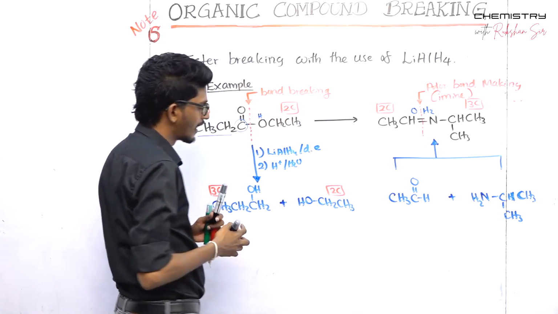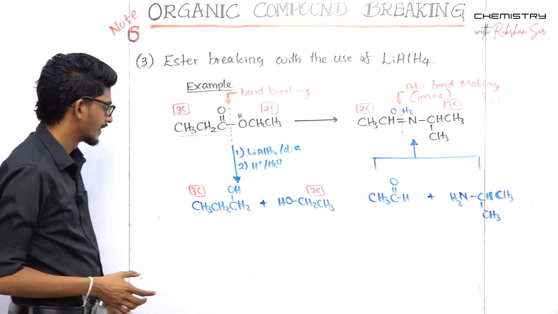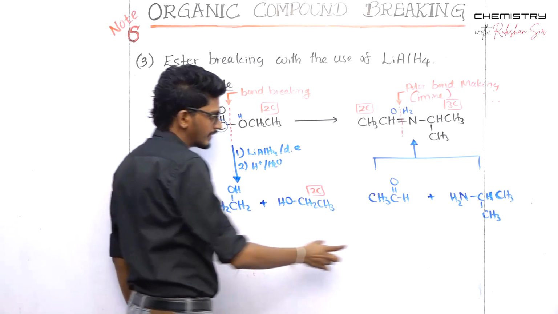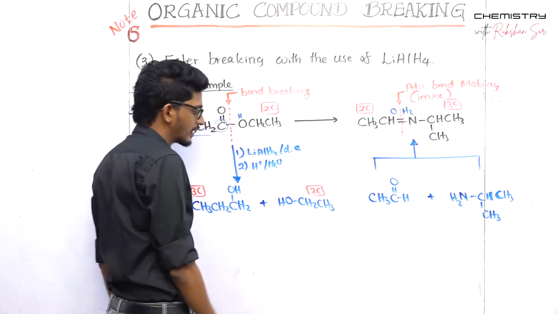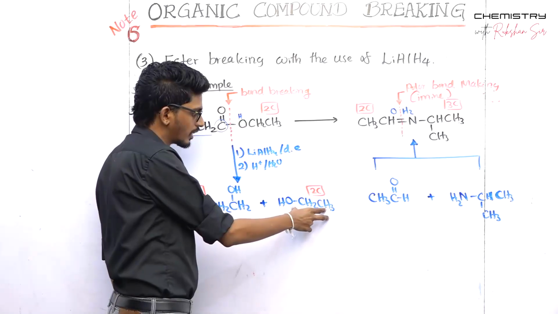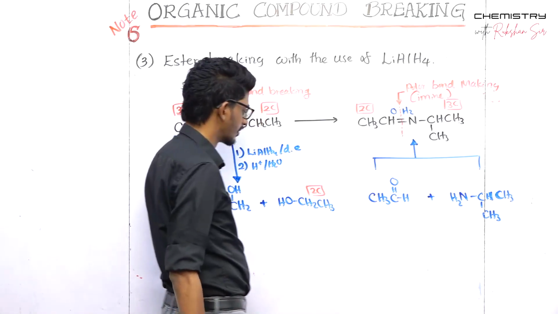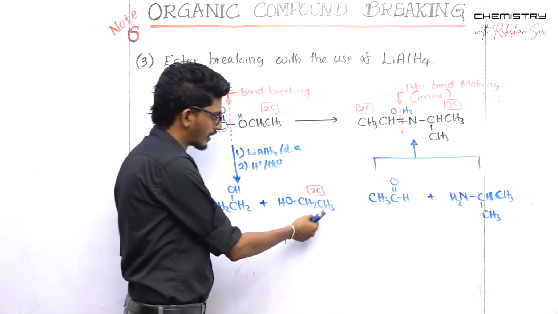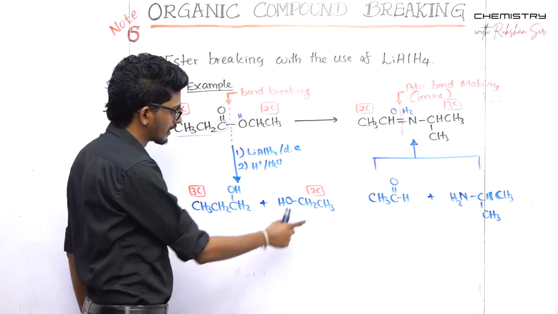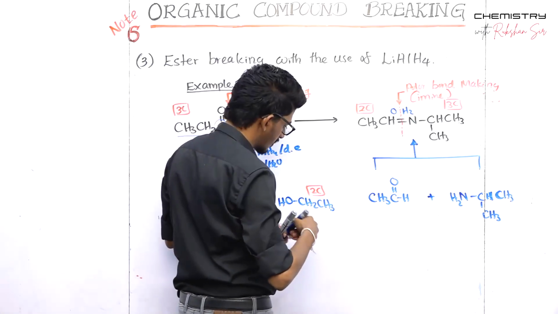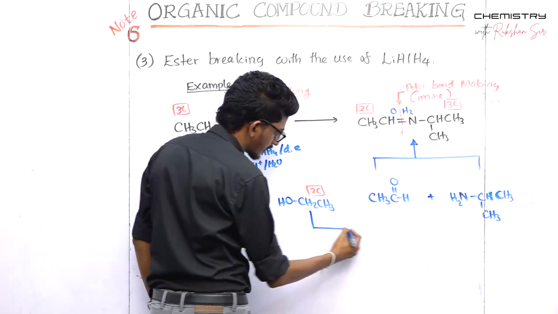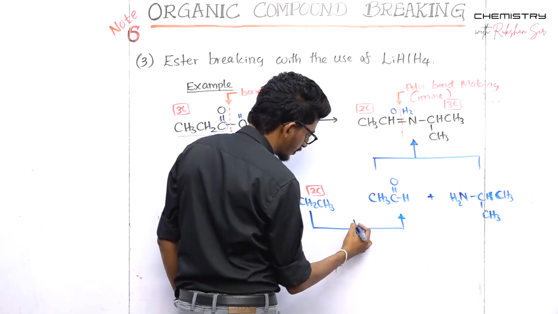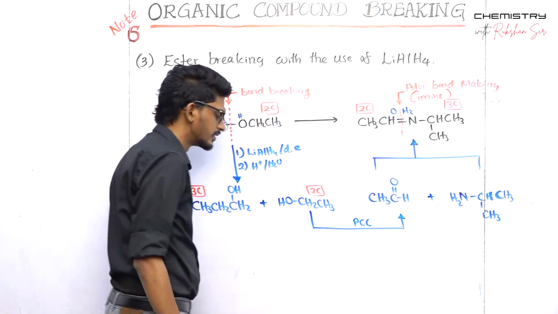So now our task is simplified to converting this into this 3 carbon compound, and converting this one into this 2 carbon compound. This is actually a one step reaction. You have the primary alcohol and you are supposed to come up with the aldehyde. That can be easily done with the use of PCC.